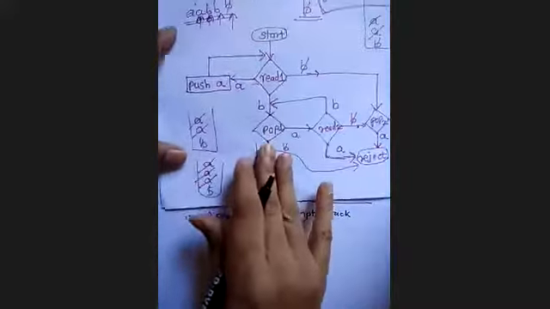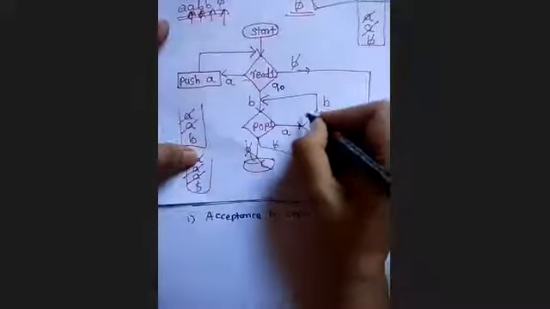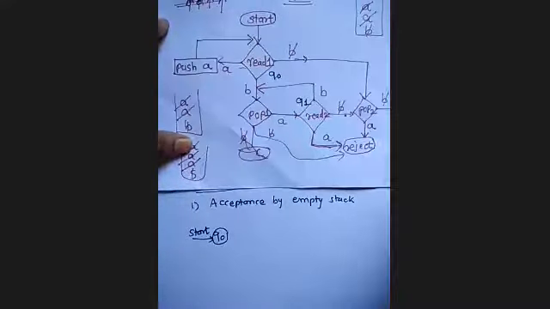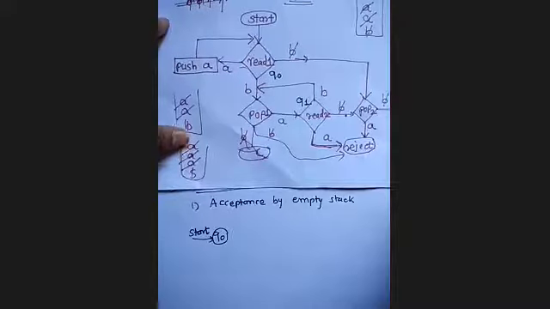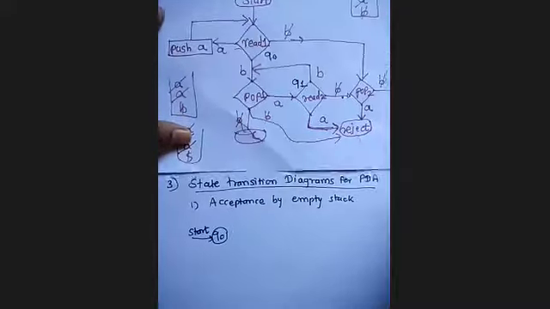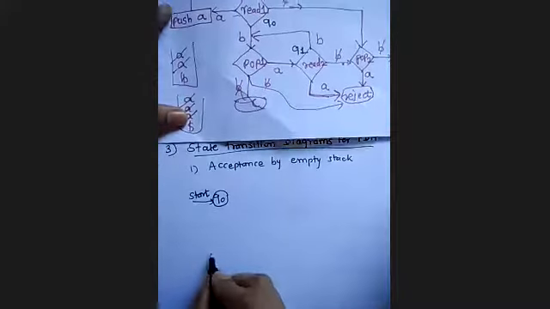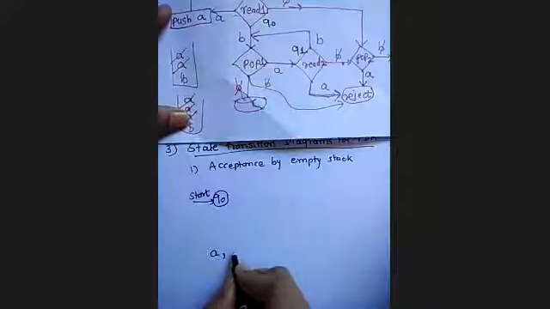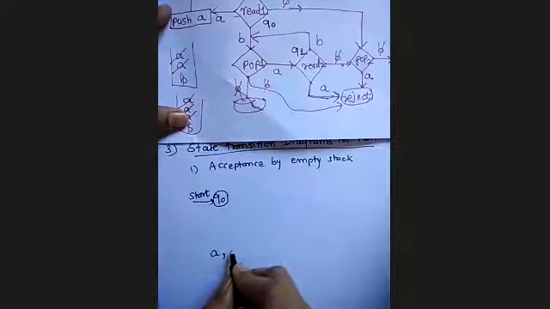Let me use Q0 and Q1 in the transition diagram. As we know, Q0 is our start state. Now, how to label each edge? I'll show how the edge will be labeled this way: the current input symbol, comma, then you have to indicate the stack content or the stack top symbol.